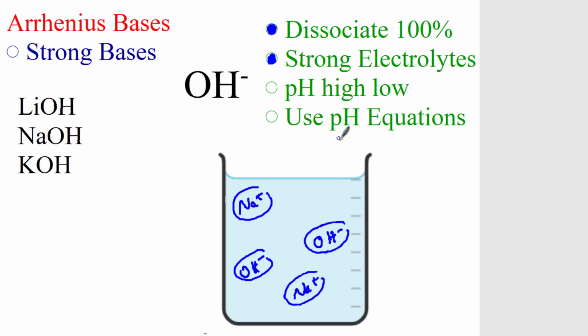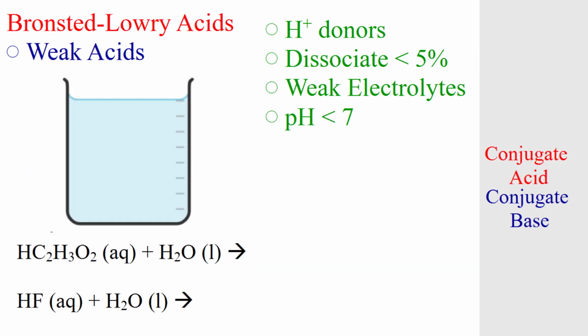You can see there are no H pluses in there. There's a high concentration of OH minus, which means your pHs are going to be very high, like 13 or 12, something like that. You're also going to be able to use your pH equations immediately using Arrhenius strong acids and bases.